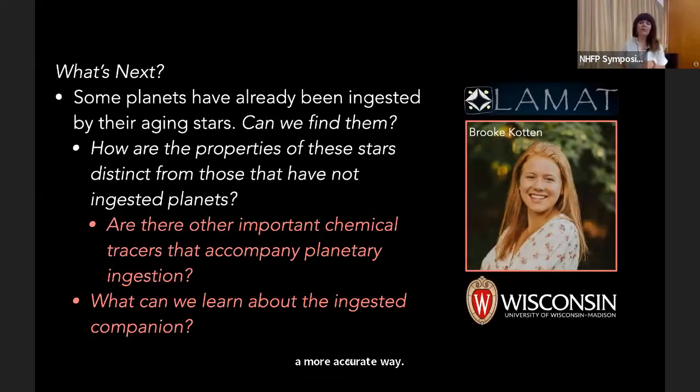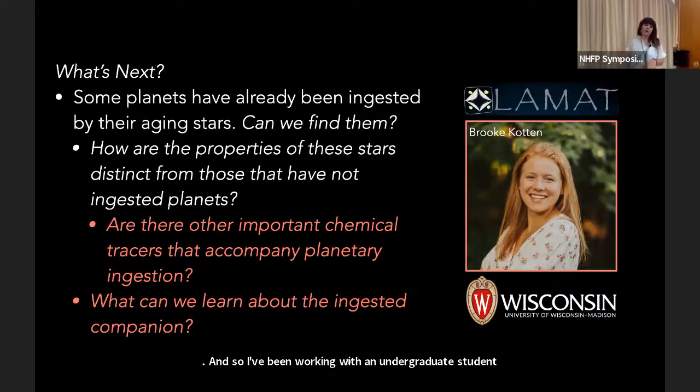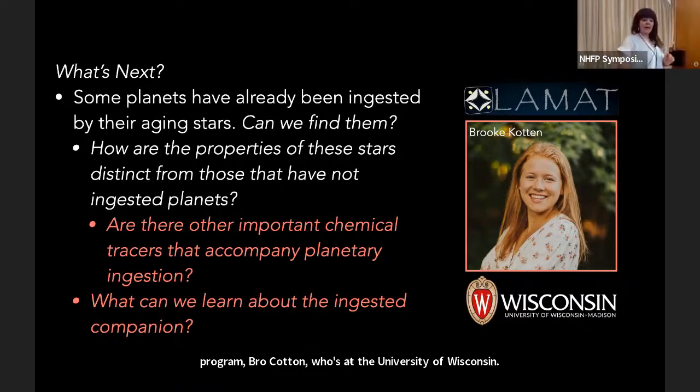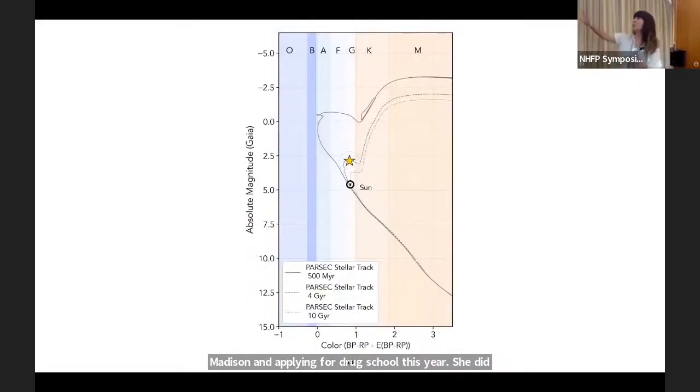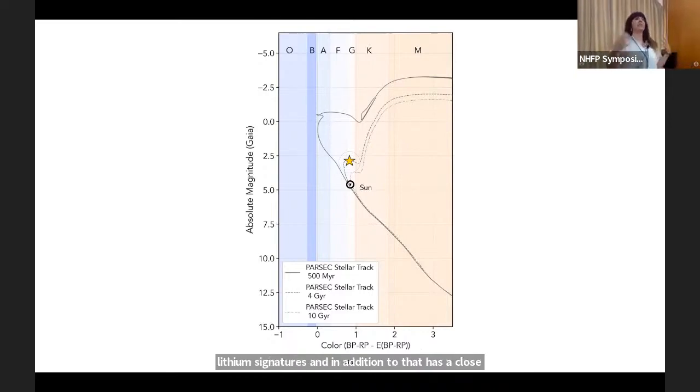And so I've been working with an undergraduate student as part of her honors thesis and during the Lamont REU program, Brooke Cotton, who's at the University of Wisconsin-Madison and applying for grad school this year. She did an amazing job actually analyzing an interesting source, shown there by the gold star on a couple of different isochrones. This is a pretty early subgiant star that we see that has enriched lithium signatures, and in addition has a close orbiting, highly eccentric, massive companion. So something dynamically interesting has likely happened to this object.